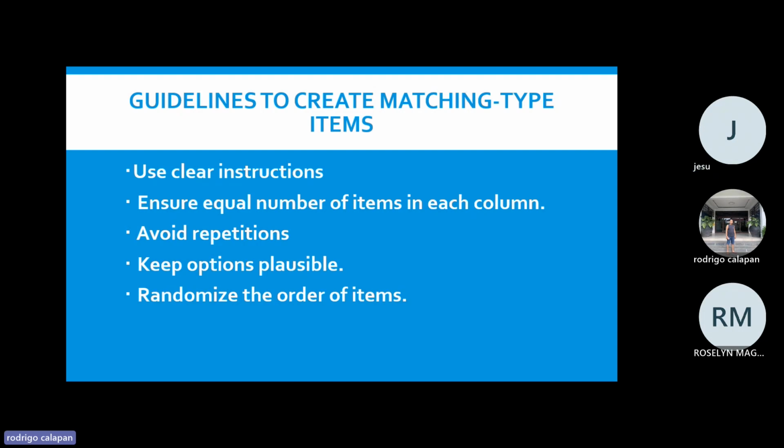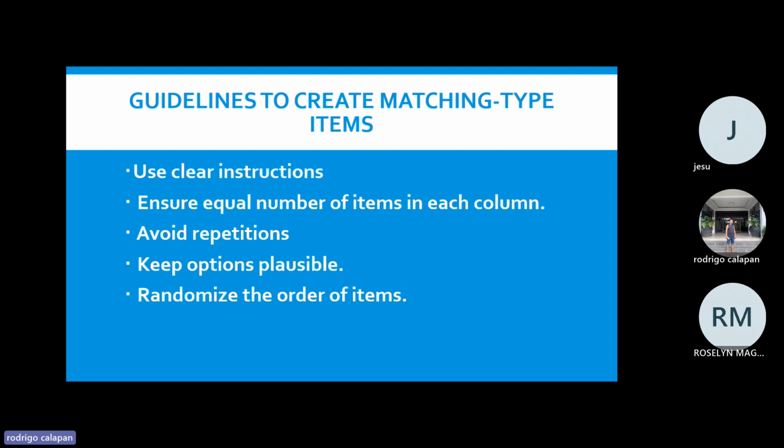Begin with a concise and explicit instruction that clearly states how the matching should be done. Provide a clear format for students to follow. Another one, you have to ensure an unequal number of items in each column. Maintain a balance between the number of items in the left column and the number of options in the right column. This prevents students from deducing the answers based on an equal distribution.